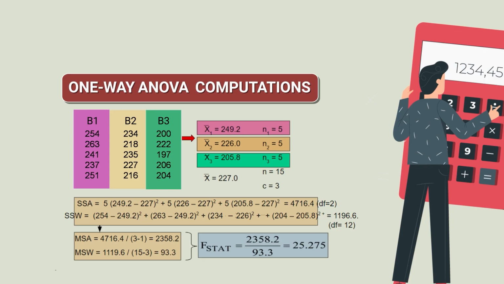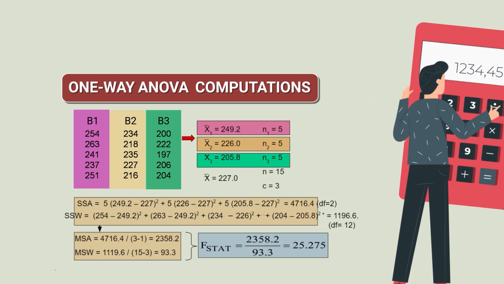Now under the null hypothesis, both the mean square among groups and the mean square within groups estimate the variance sigma squared. So we take a ratio of these two. This ratio we call the F stat, which is a ratio of 2358.2 divided by 93.3, and the ratio is 25.275. Now this ratio we have to compare with the value which we get from the F distribution.